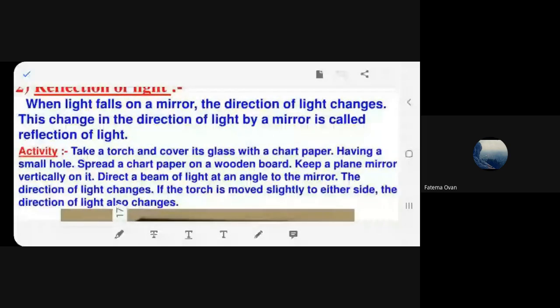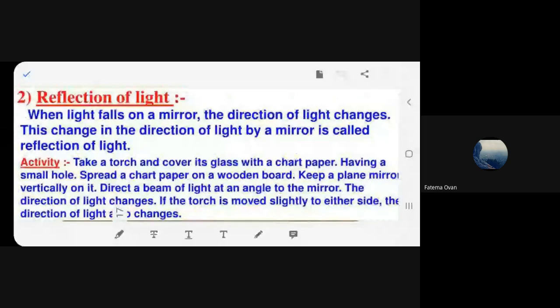Okay, we'll do one activity. One of you read it, beta. Ma'am, can I read? Yeah, sure, and make it fast. Reflection of light. When light falls on a mirror, the direction of light changes. This change in the direction of light by a mirror is called reflection of light.